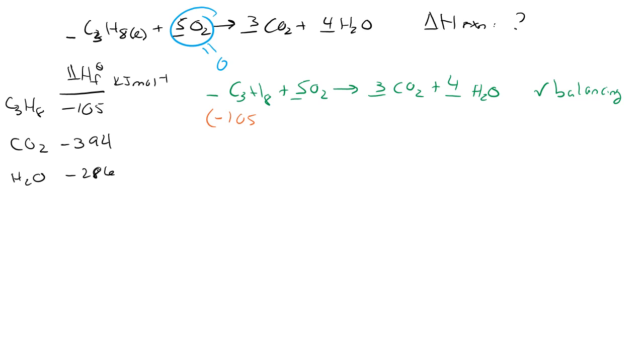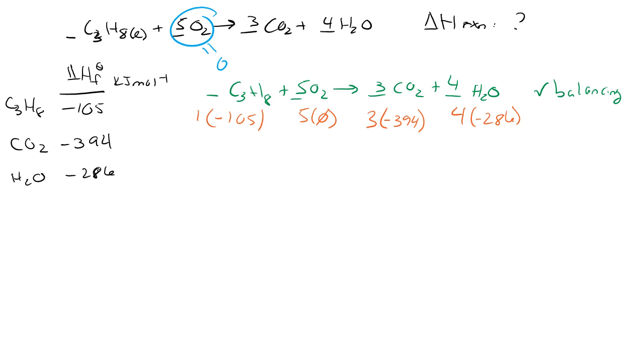And this is multiplied by 1 because we only have 1 mole of it. We have 5 oxygens and they have a value of 0, so it really doesn't mean anything. We have 3 carbon dioxides, and each of those carbon dioxides have negative 394 kilojoules per mole. We have 4 waters, and each of the 4 waters have negative 286 kilojoules per mole of energy.